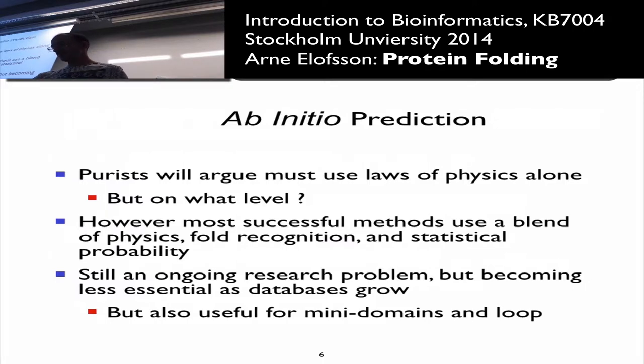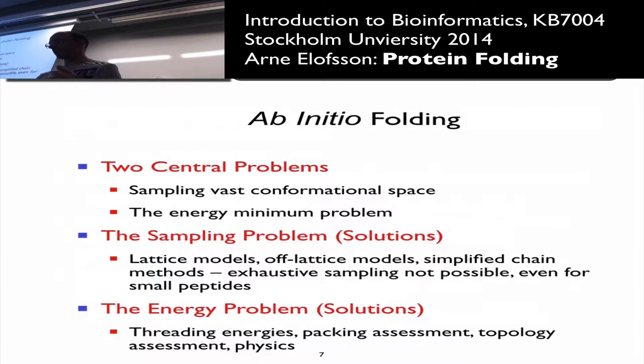So anyhow, whatever you do there, you have two problems. You have the sampling problem and the energy minimum problem. In the sampling problem, how can I search all possible models, because there are many different models. There's what is called Levinthal's paradox, which, as maybe I mentioned, says that if you have only three conformations per residue in a 100 amino acid long sequence, you have 3 to the power 100 possible conformations. And that is a number larger than the number of atoms in the universe. So it's a gigantic number.